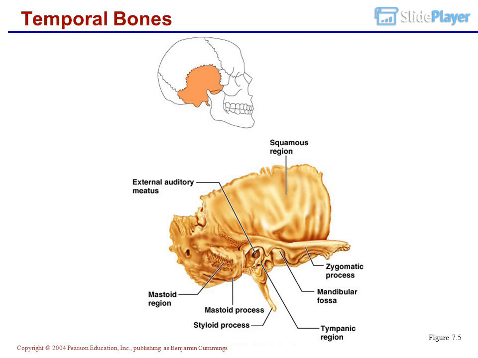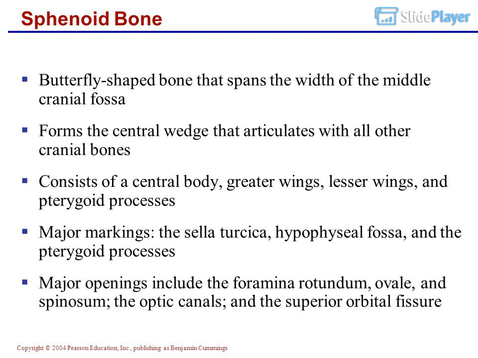Temporal bones. Figure 7.5. Sphenoid bone. A butterfly-shaped bone that spans the width of the middle cranial fossa. It forms the central wedge that articulates with all other cranial bones. It consists of a central body, greater wings, lesser wings, and pterygoid processes. Major markings: the sella turcica, hypophyseal fossa, and the pterygoid processes. Major openings include the foramina rotundum, oval, and spinosum, the optic canals, and the superior orbital fissure.